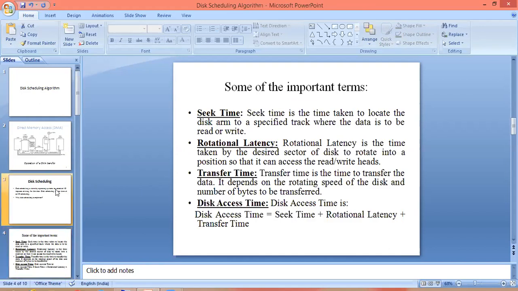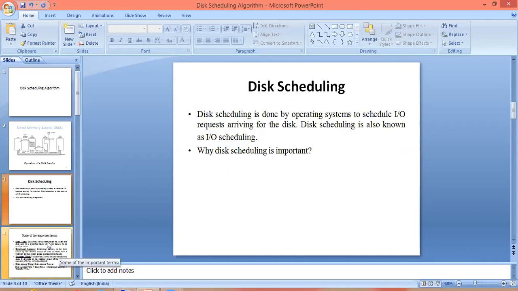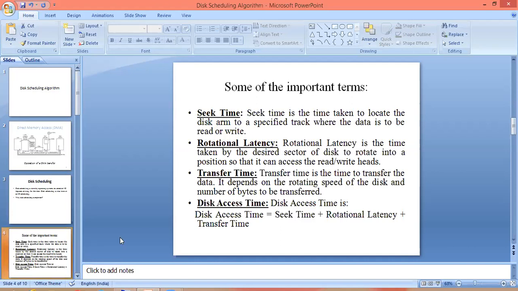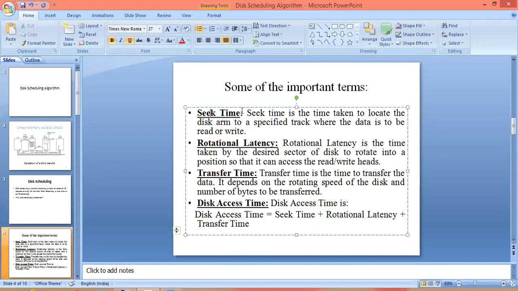Next, before moving towards the disk scheduling algorithms, some components are most important related to those algorithms. Among them, first is seek time. Seek time is the time taken to locate the disk arm at the specified track where the data is to be read or written.